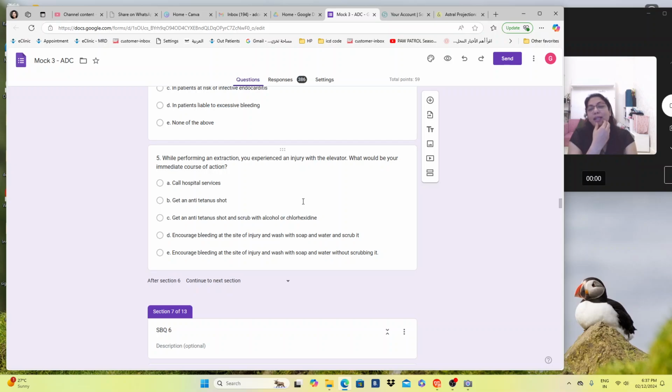Now, while performing an extraction, you as a dentist experienced an injury with an elevator. What would be your immediate course of action? How many of you guys have experienced injury with instruments?